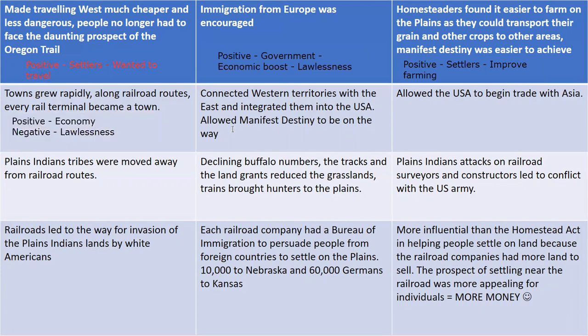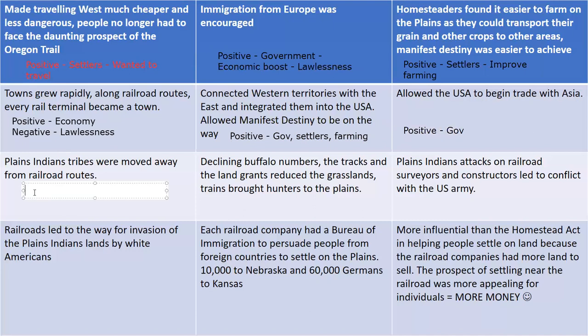Connected Western territories with the East and integrated them into the USA, allowed manifest destiny to be on the way. Well, that's positive for a range of groups. You've got positive for the government, you've got positive for settlers, you've got positive definitely for farming techniques. Allowed the USA to begin trade with Asia. That's another positive, mainly in this case for the government.